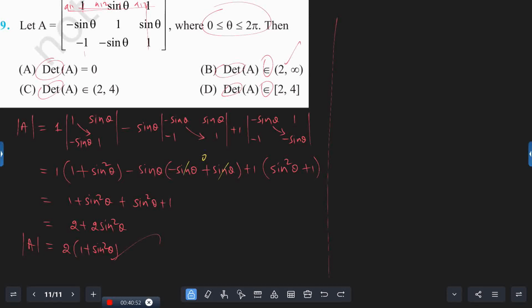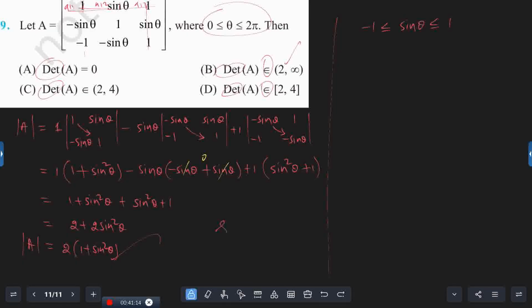Domain means what? Theta. They gave theta from 0 to 2 pi. That is the domain. Range means what? The whole question you want to bring in the middle. Understand that you have to do. What is the range of sine? Range of sine. This is the range of sine.